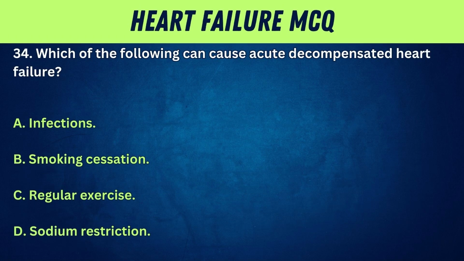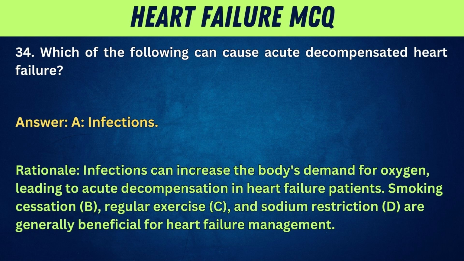34. Which of the following can cause acute decompensated heart failure? A. Infections. B. Smoking cessation. C. Regular exercise. D. Sodium restriction. Answer: A. Infections. Rationale: infections can increase the body's demand for oxygen, leading to acute decompensation in heart failure patients. Smoking cessation, B, regular exercise, C, and sodium restriction, D, are generally beneficial for heart failure management.